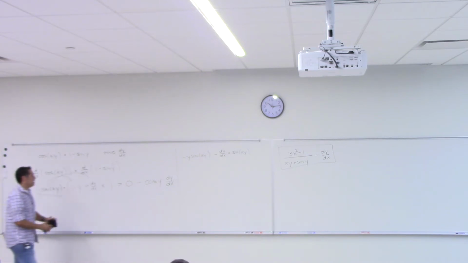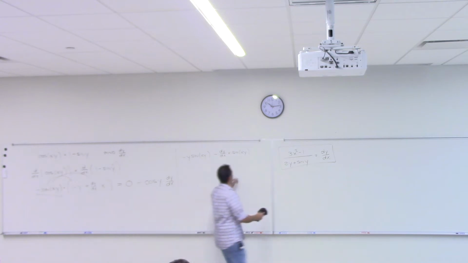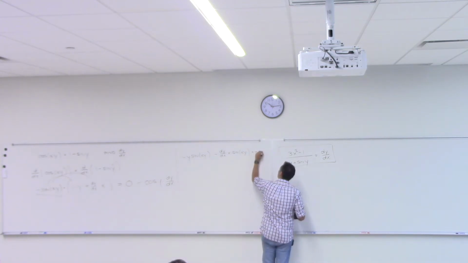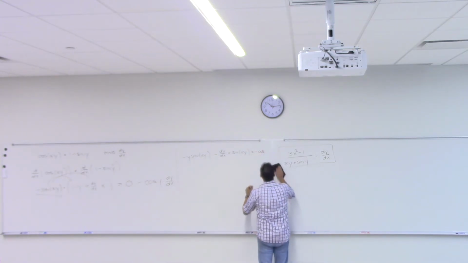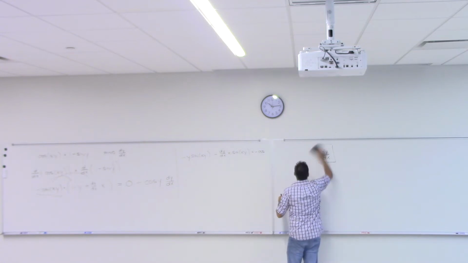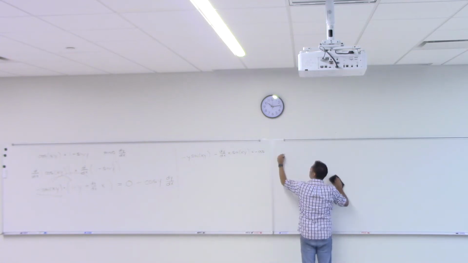Okay, the right side, there's nothing you need to do on the right side. This is just equals negative cosine. Well, this thing's in my way. That's all right, I'm just going to rewrite the whole thing.